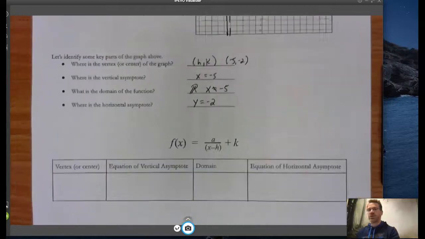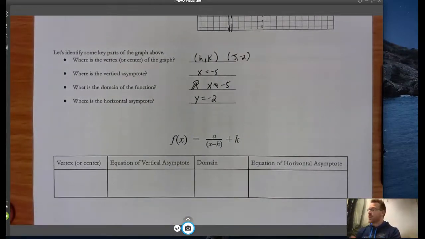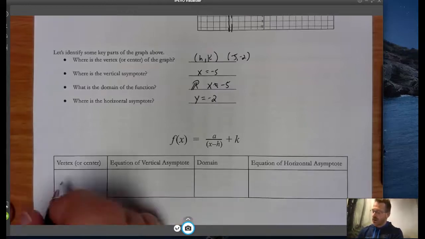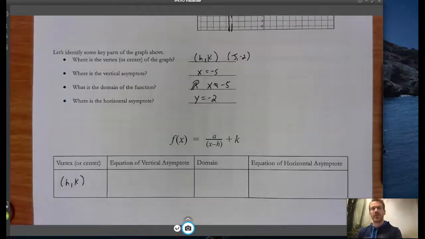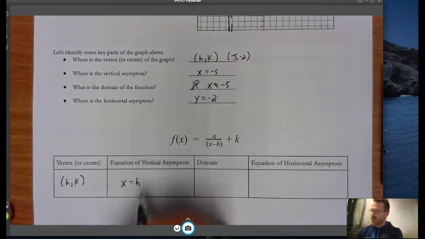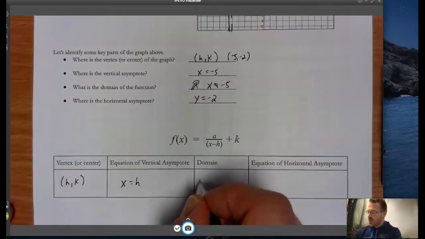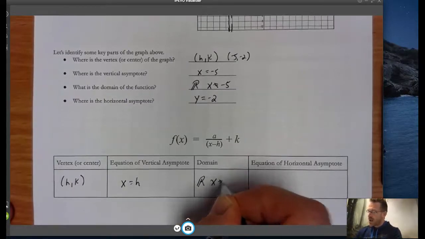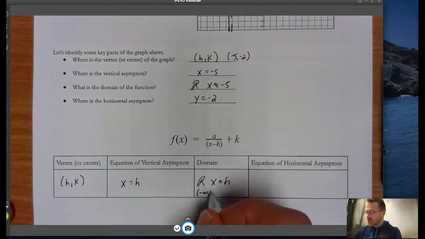Now, just a brief summary. When we're talking about HK form, just to generalize what we just did on this problem, the center of our graph will always be that HK value. The equation of our vertical asymptote will always be x equals h. Notice this is an equation, a vertical line. The domain will be all real numbers except x can't equal that h value. And if we were to put that in interval notation, it would look something like this.